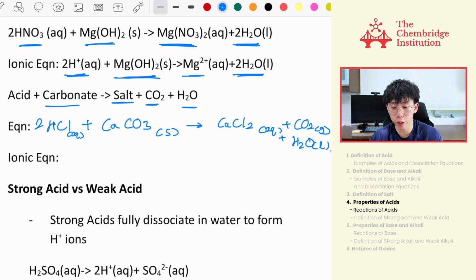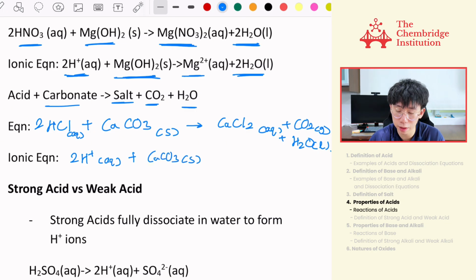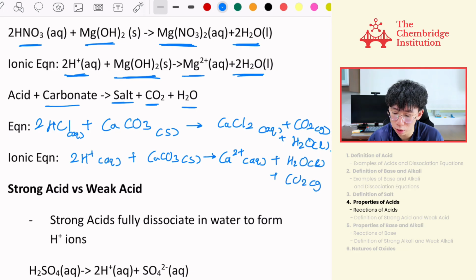If you look at the ionic equation, again, the H+ ion is the one that reacts. And since calcium carbonate is a solid, it would not be broken down in the ionic equation. As a result of this, you get the calcium ion, plus you get H2O, plus you get CO2 gas in the ionic equation.